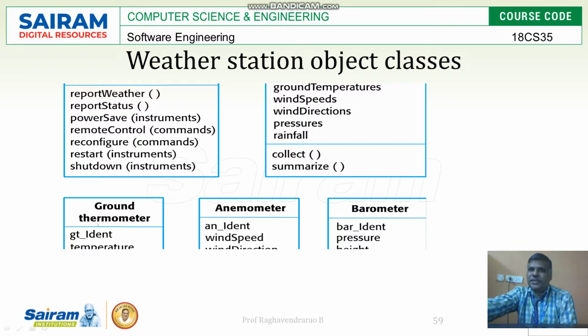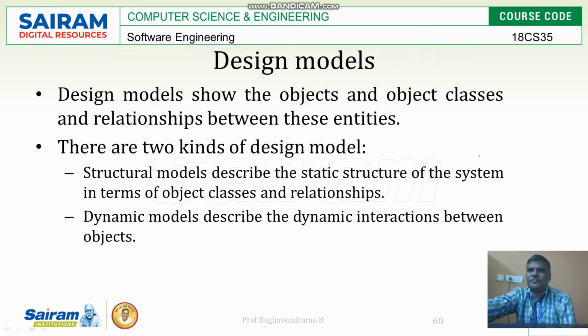So you see the ground thermometer is used for temperature, the anemometer is used for wind speed, and the barometer is used for pressure, wind pressure. Those things are going to collect the data and it should get executed. We are going to design the models.